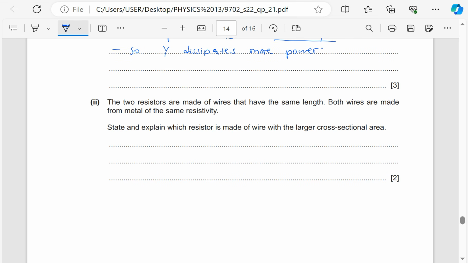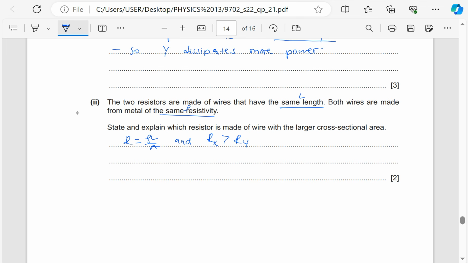Okay. Two resistors are made of wires that have the same length, so L is the same. Both wires are made from metal of the same resistivity, so ρ is the same. State and explain which resistor is made of wire with the larger cross-sectional area. First of all, we know that resistance is equal to ρL over cross-sectional area. And remember, the resistance of X is greater than the resistance of Y.